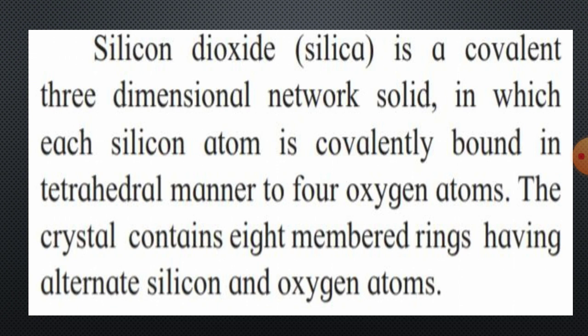The crystal contains 8-membered rings. Totally, one crystal of silicon dioxide has 8-membered rings having alternate silicon and oxygen. It means one silicon will be there, then oxygen, then silicon, then oxygen. In this form, the molecule will exist.